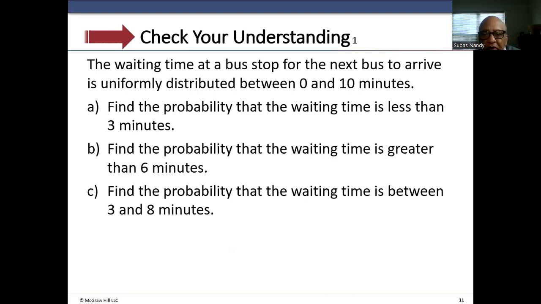Find the probability that the waiting time is between 3 and 8 minutes. Here the width is 8 minus 3, 5, multiplied by the height, which is 1 over 10. 5 multiplied by 1 over 10 is 5 over 10, or 0.5. 50% probability that the waiting time is between 3 and 8 minutes.